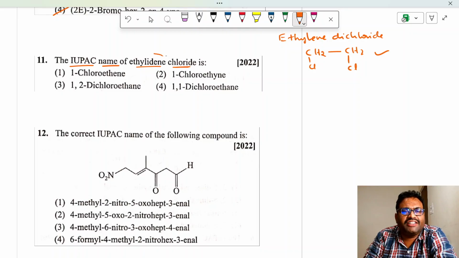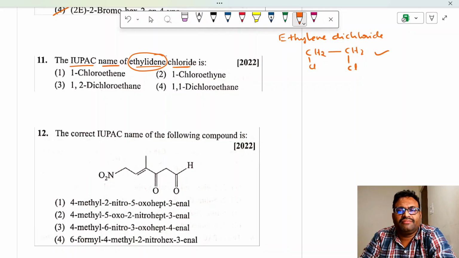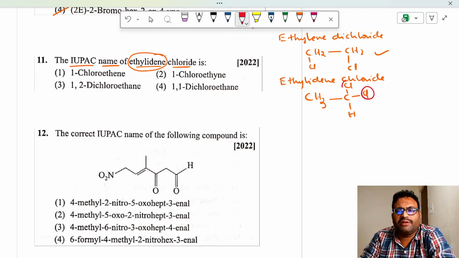Here it is ethylidene chloride. Then what is that? Ethylidene chloride. In this, two chlorine atoms are attached to the same carbon atom. Here you see, two chlorine atoms are attached to the same carbon atom. Then this will be ethylidene chloride.